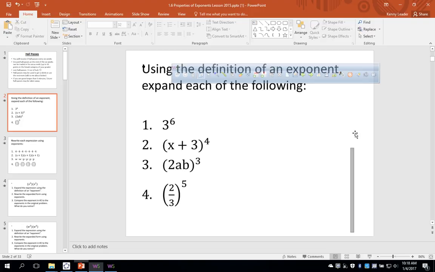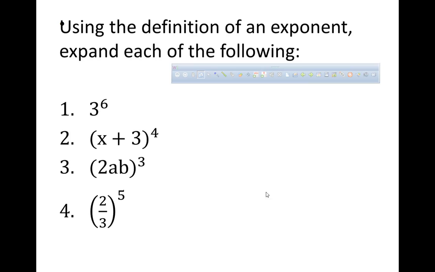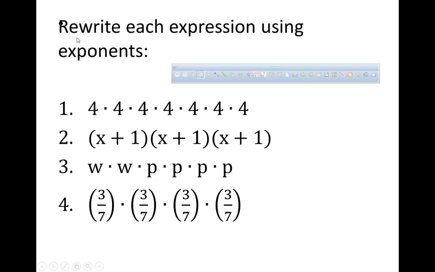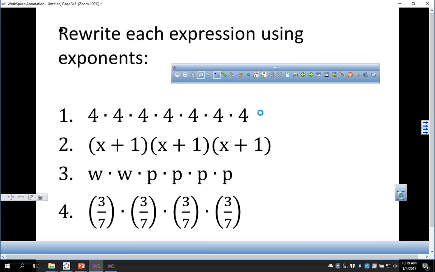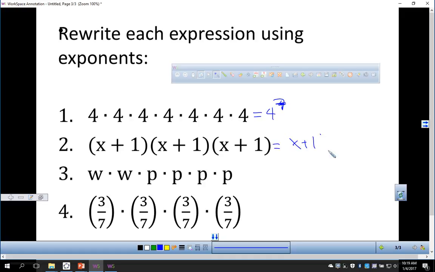So moving on. Okay. Could you go backwards? How could I rewrite this? This is 4 to the 7th, right? This is 4 to the 7th, okay? This is x plus 1 to the 3rd, okay? You don't have to write these down. This is w squared p to the 4th. This is equal to 3 over 7 to the 4th, okay? So that's how you go backwards.